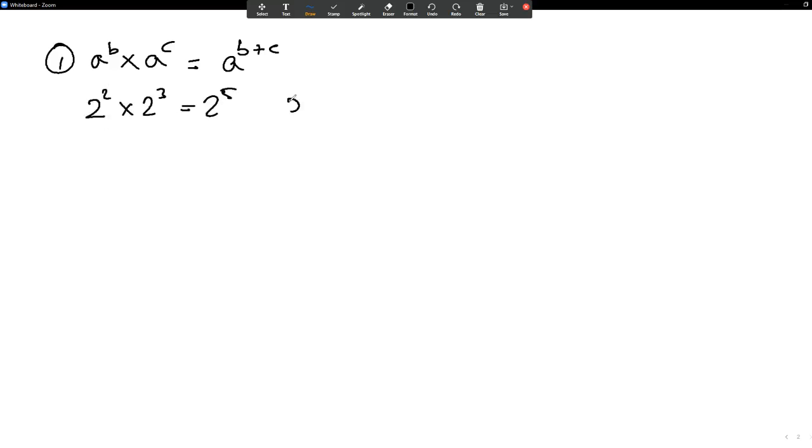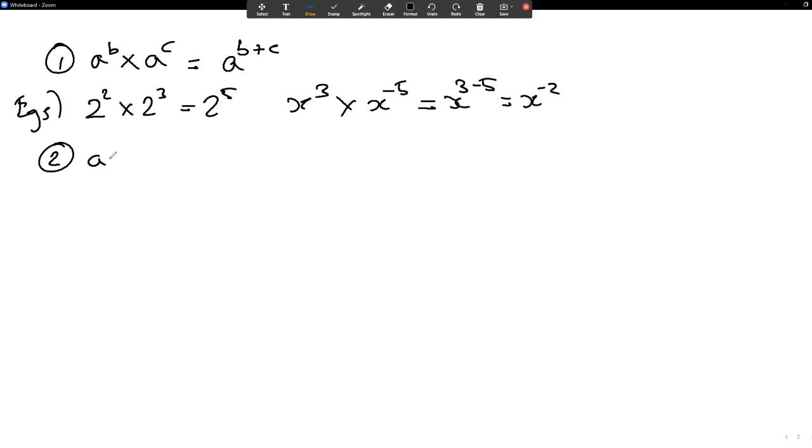Or more commonly we'll see this with algebra. So we'll get x to the 3 times x to the minus 5, for example. And we add these together, so that will be x to the 3 plus minus 5. So it'll be x to the minus 2. Those are our examples. Similarly, we have the same case for division, but instead of adding, we subtract.